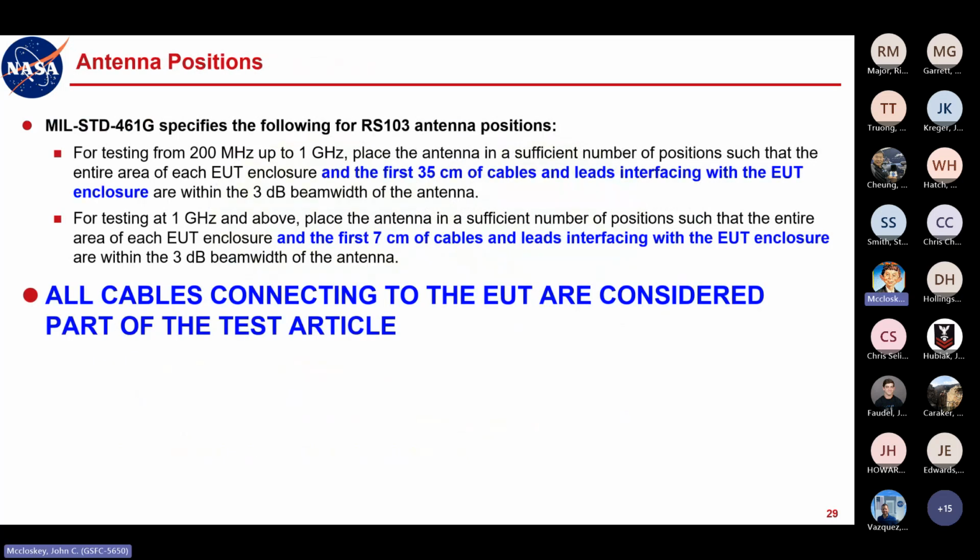So this is the same guidance as RE102. For RS103, for testing from 200 megahertz up to 1 gigahertz, place the antenna in a sufficient number of positions such that the entire area of each EUT enclosure and the first 35 centimeters of cables and leads interfacing with the EUT enclosure are within the 3 dB beam width of the antenna. And above 1 gigahertz, you want to place the antenna in a sufficient number of positions such that the entire area of each EUT enclosure and the first 7 centimeters of cables and leads interfacing with the EUT enclosure are within the 3 dB beam width of the antenna.